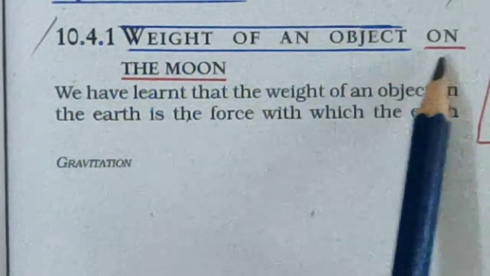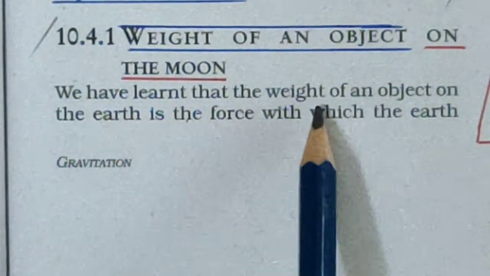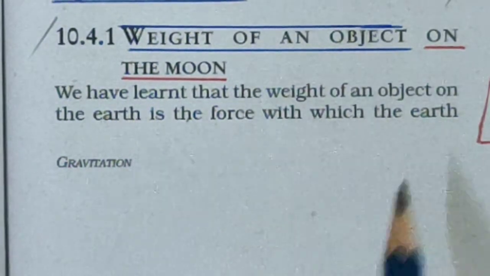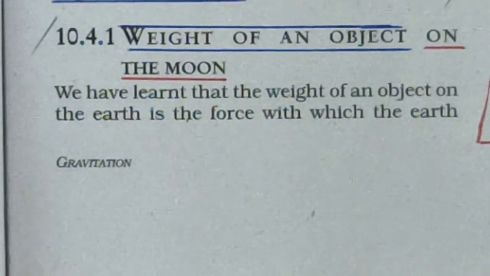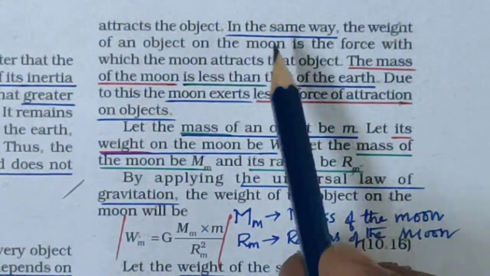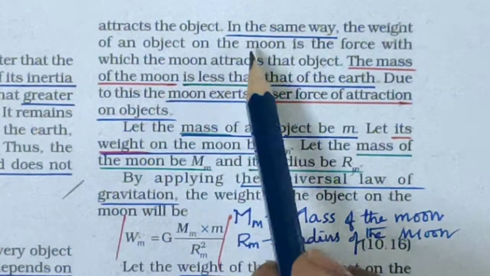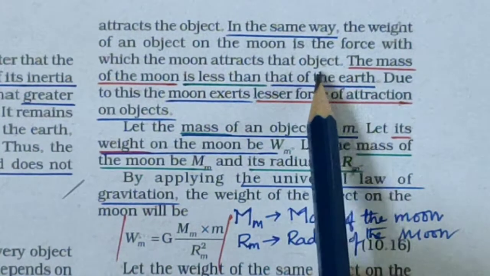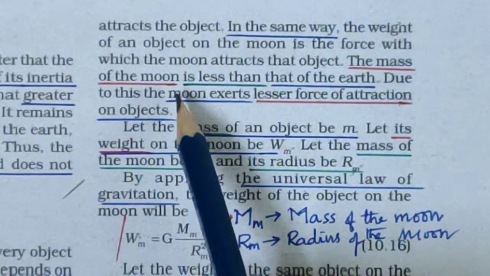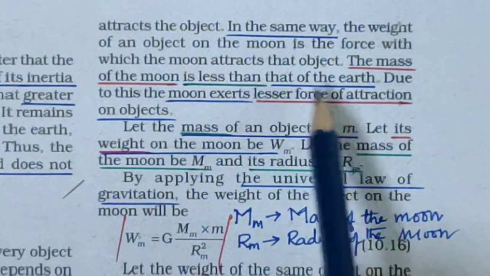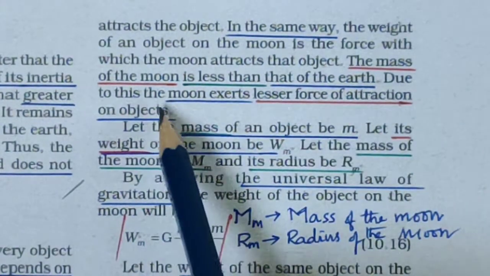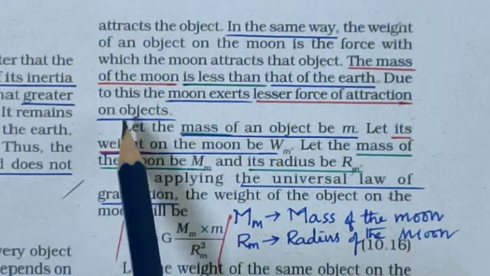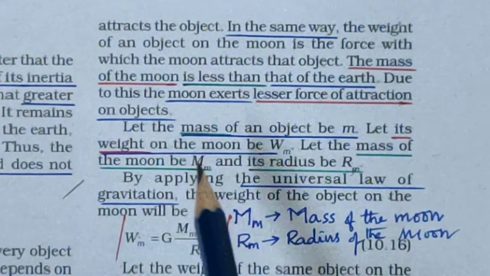Weight of an object on the moon. We have learned that the weight of an object on the earth is the force with which the earth attracts the object. In the same way, the weight of an object on the moon is the force with which the moon attracts that object. The mass of the moon is less than that of the earth. Due to this, the moon exerts a lesser force of attraction on objects.